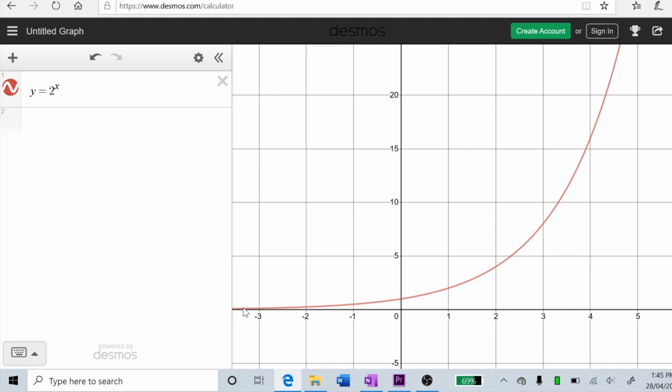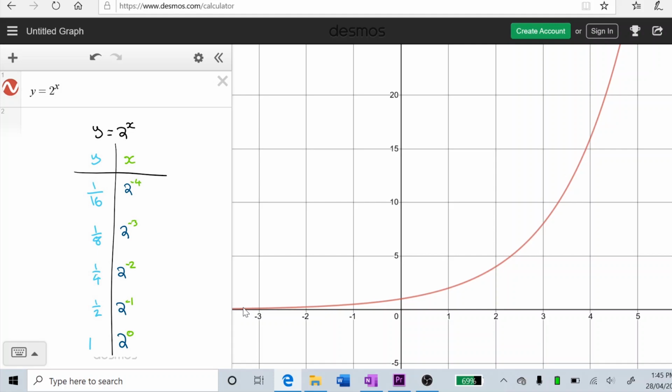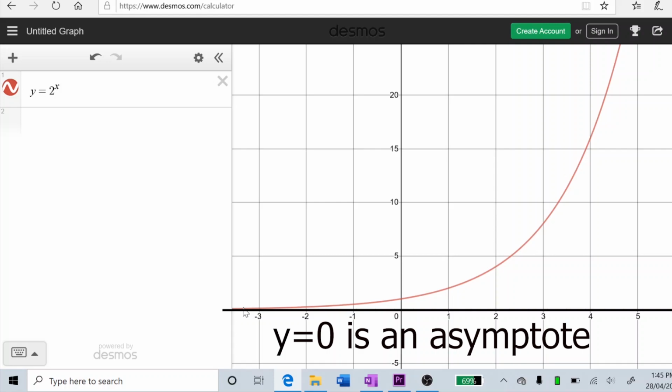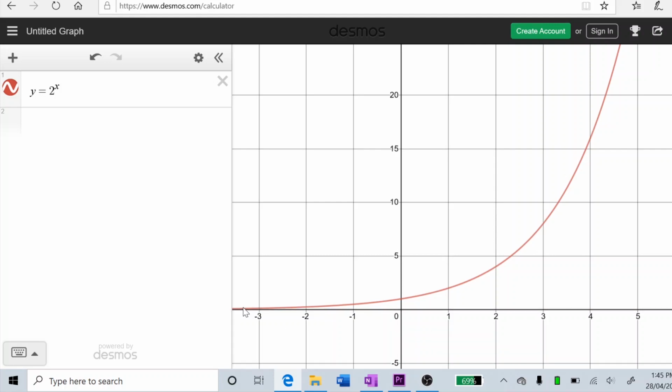Again, it's useful to think of this function by understanding the nature of indices. As x goes towards a large negative number, the value of y will be fractional. This creates an asymptote at y equals 0. Okay, we will never get y equals 0, but as x gets larger and larger negatively, the fraction just gets smaller and smaller and smaller.